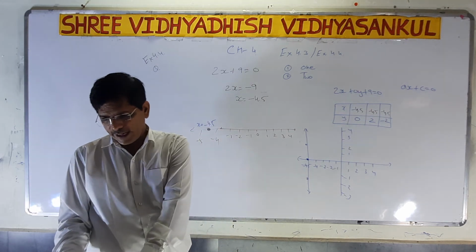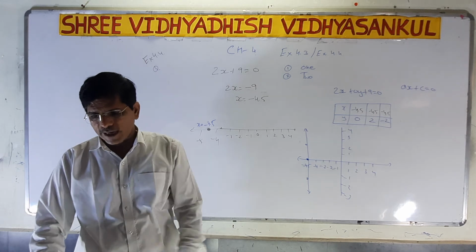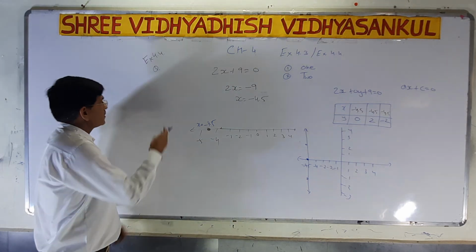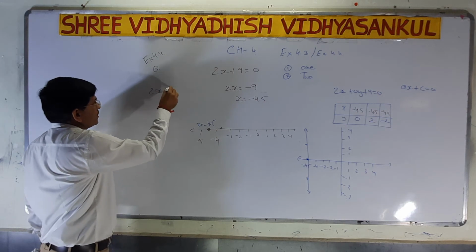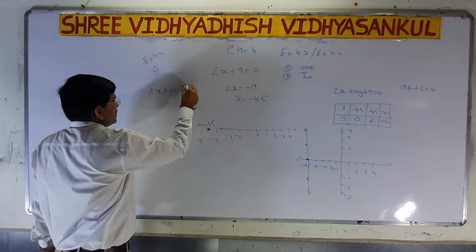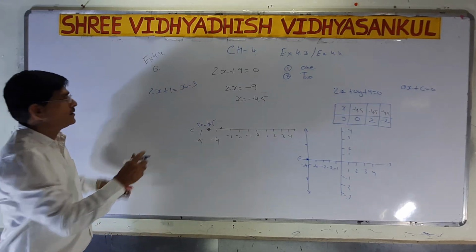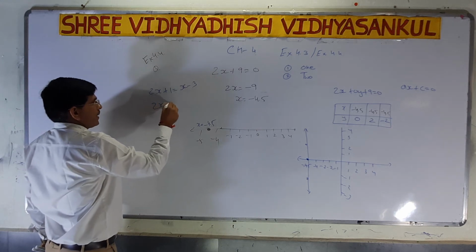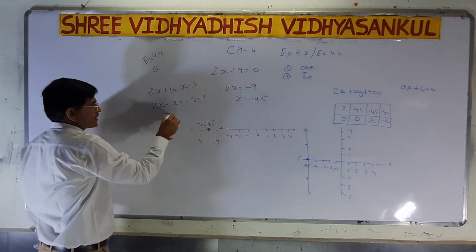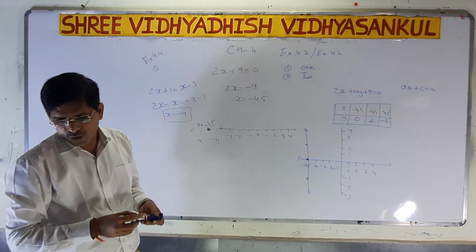So mostly I have taken the sums related with the text. If you have some doubt related with this, you can also ask. Now one more question, that is 2x plus 1 is equal to x minus 3. Draw the graph of it. So first of all, we have to simplify this. That is 2x minus x is equal to minus 3 minus 1. So x is equal to minus 4 type graph we have to draw.